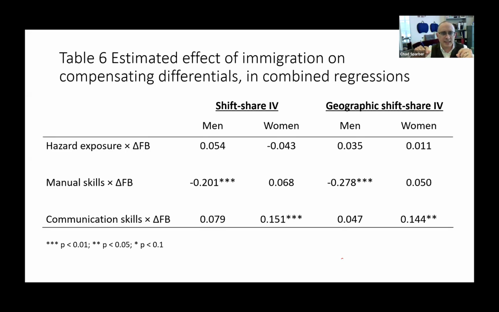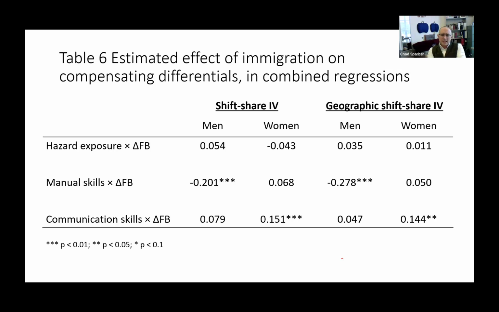Let's take a look on the next slide at what happens if you put all of those skills together in a single regression. Okay, and so this is just 4 different regression results. Each column in this case represents results from a different regression. And so we consider hazard exposure, manual skills, communication skills, all at the same time. And what do we find here?